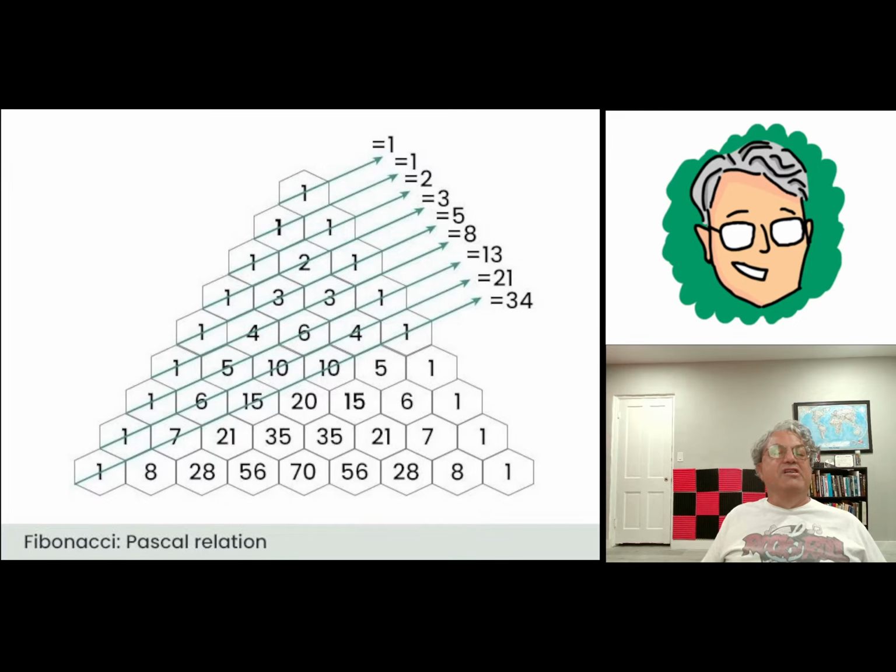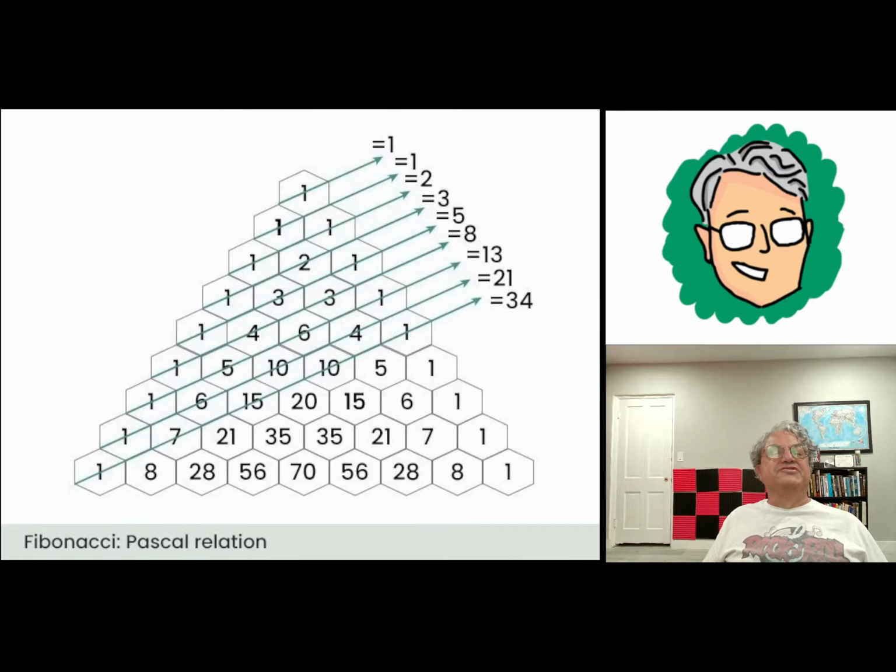And what's neat is, you might wonder if there's a relationship between Pascal's triangle and Fibonacci numbers. It turns out there is. And this is a pretty remarkable relationship. If you notice these diagonal lines going up and to the right, if you add up all the numbers along each of those diagonal lines, it's always a Fibonacci number.